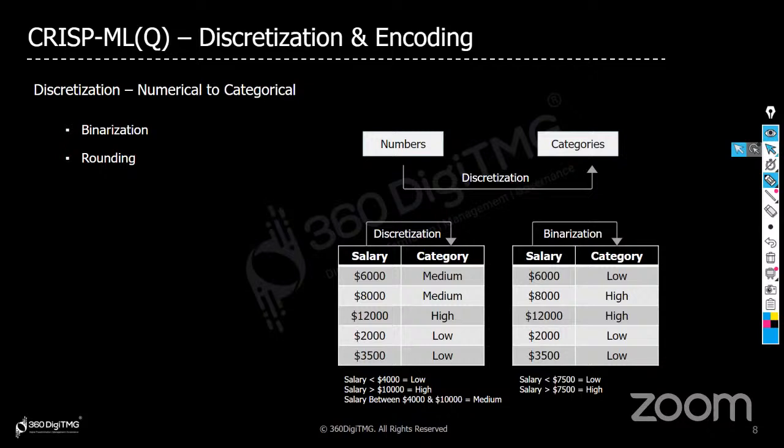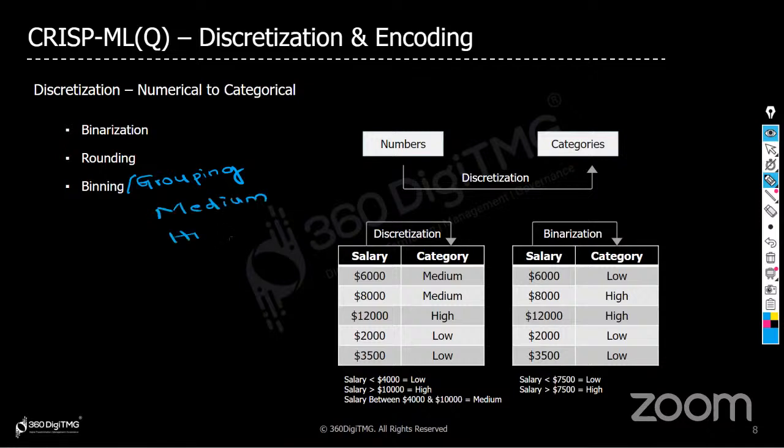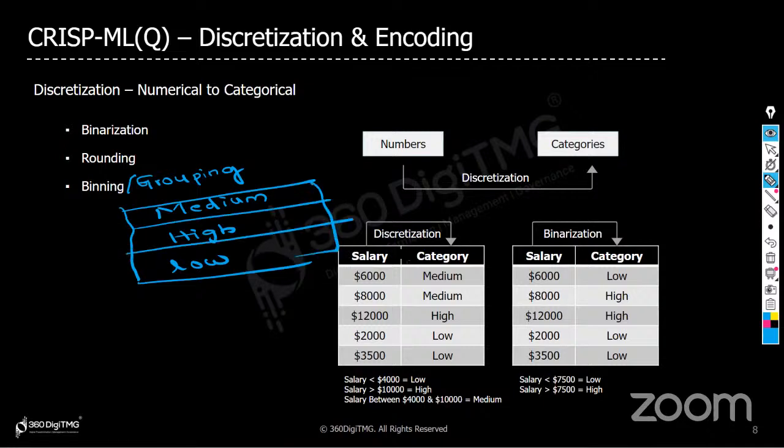And what is the next one? Binarization is done and rounding is done. And what is binning? Binning is also called grouping. I have already talked about this when we were talking about histogram. So binning is nothing but discretization. When we converted this numerical into categorical using these three rules below, we got three groups present. One is medium, another one is high, another one is low. So discretization also comes under binning. These are the three groups or bins that I have created when I converted this numerical into categorical using this method. So this is about binning.